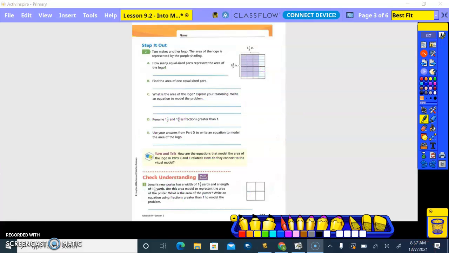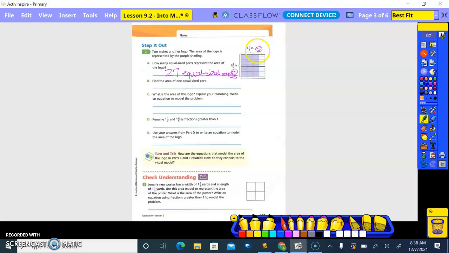Step it out. Tia makes another logo. The area of the logo is represented by the purple shading. How many equal sized parts represent the area of the logo? So how many of those little rectangles are colored in? How many total? How many wide are we here? 3, right? How many long are we here? 9. So 3 times 9 is 27 equal size parts.